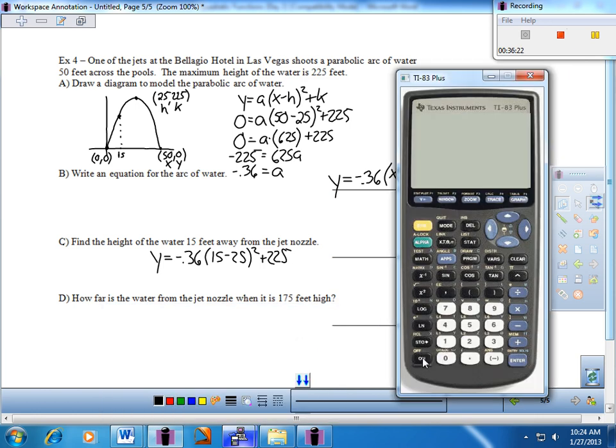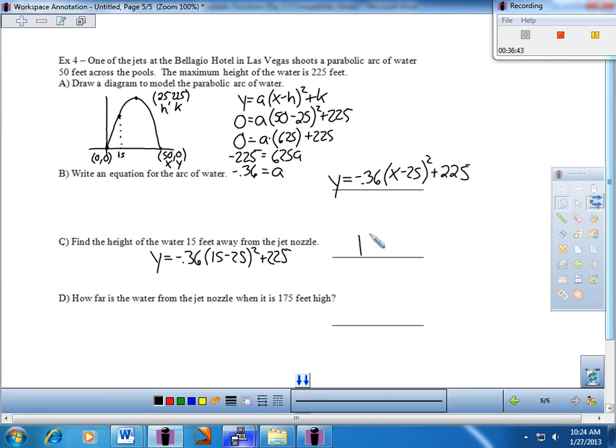Okay, let me bring up my calculator and make it happen. So I have negative 0.36. I'll do parentheses, 15 minus the 25, and then I'm going to square it. There it is. And add the 225. Nice. I'm getting about 189 on that. Perfect. All right, and I'll go ahead and put that in here just in case. So the y value, 189. Really, really nice. Given an x, find the y.